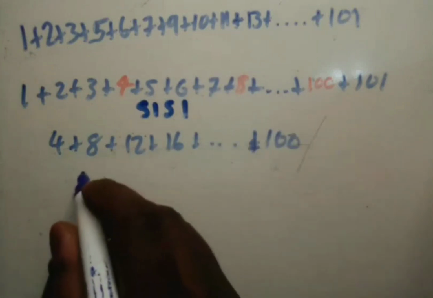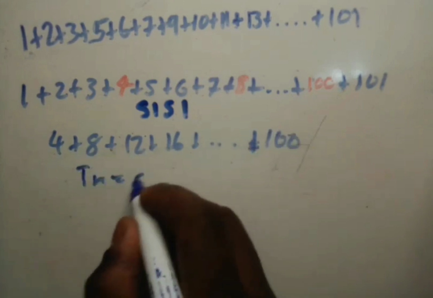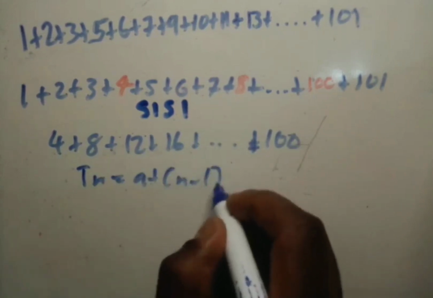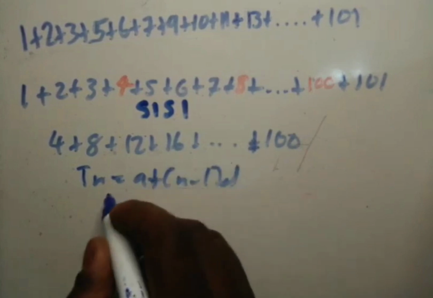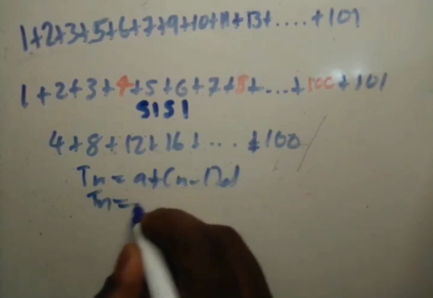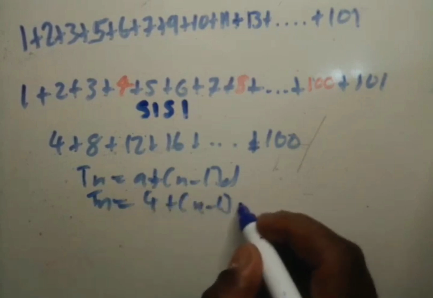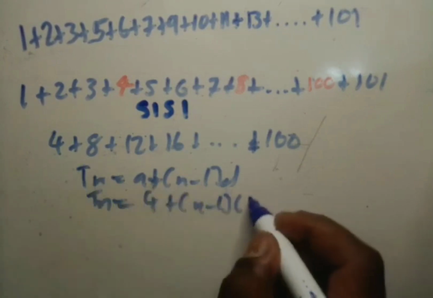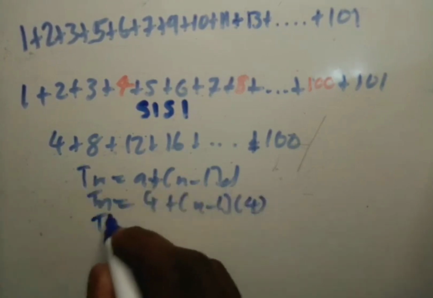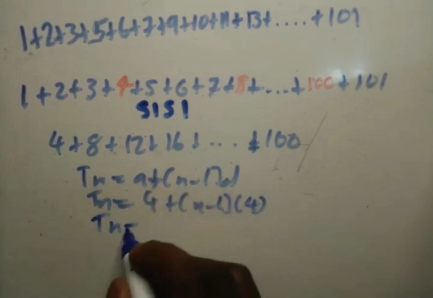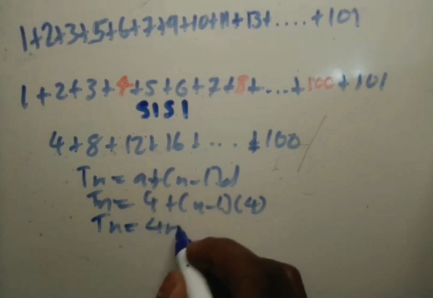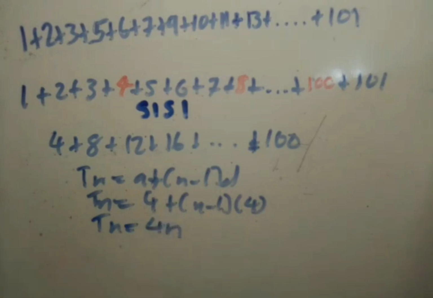So let's find the Tn formula. Tn is equal to a plus (n minus 1)d, right? I'm just using the long cut. There is a shortcut for this. So our a is 4, our n minus 1, and our d is what? Our difference is obviously 4, multiples of 4. And if you check this, the answer should be 4n, right? So this is the formula of the Tn.